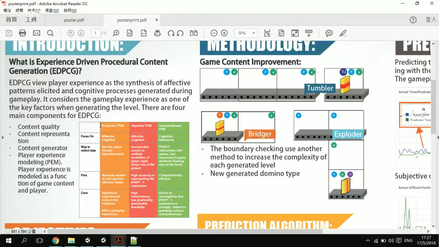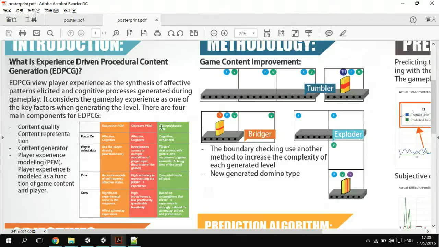There are three main types of PEM. The subjective PEM means that we ask the player directly with some questions and questionnaires. For example, I ask you whether the game is difficult or not. The second one is objective PEM, which means that we observe the player's physical responses, such as gesture, heartbeat rate, or the pupils of his or her eyes. These factors can represent the feelings of one's gaming experience.